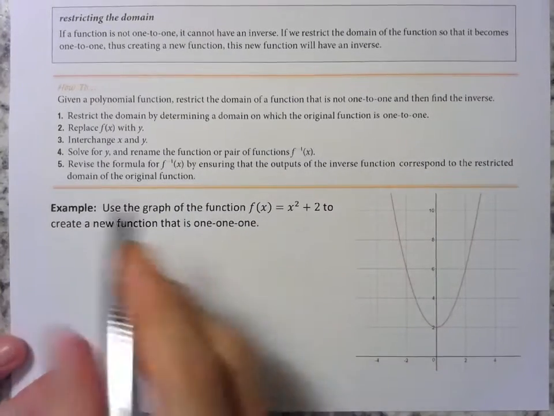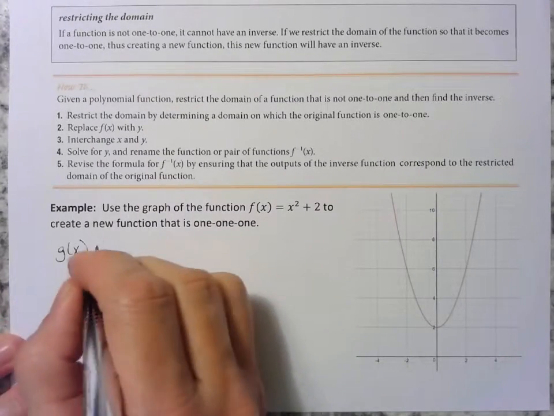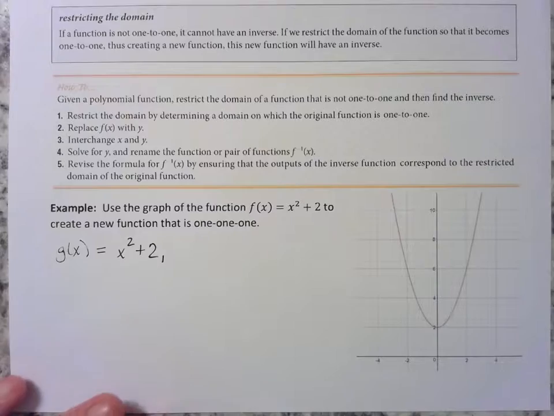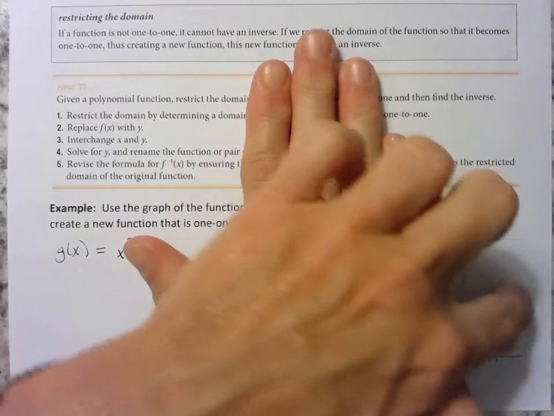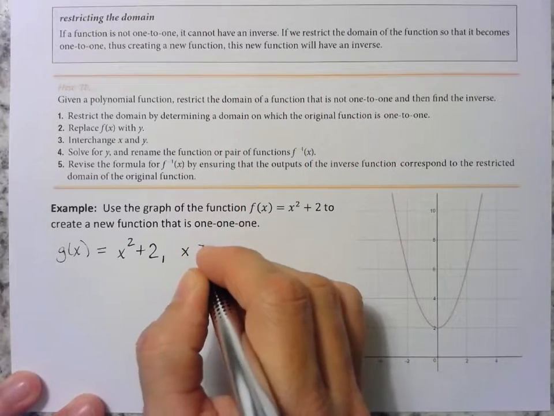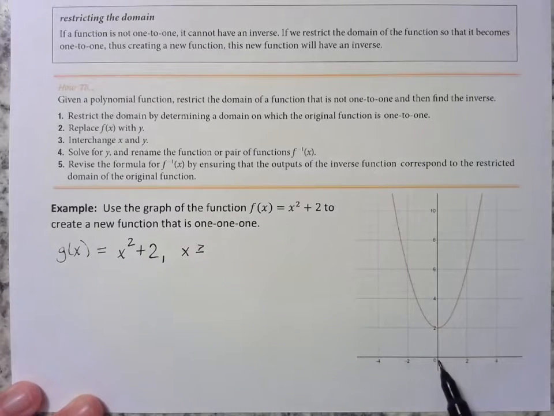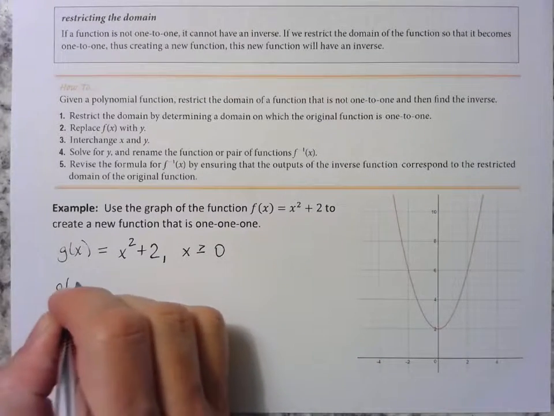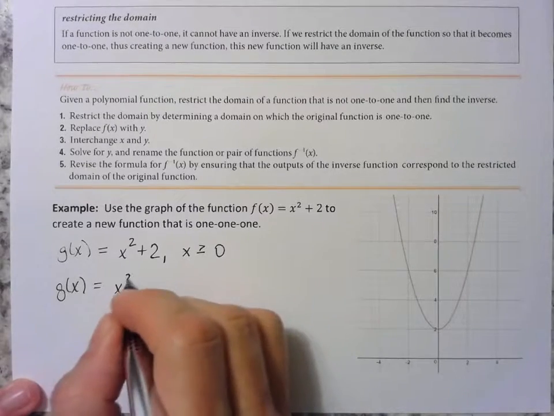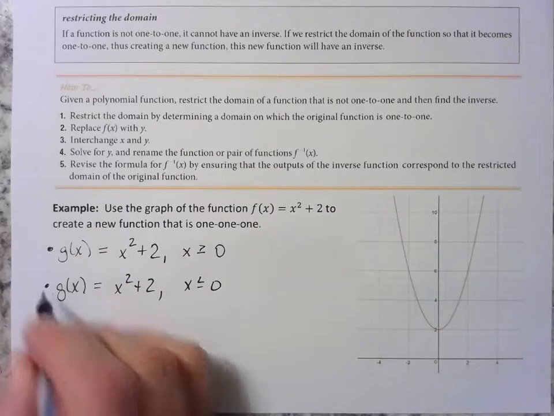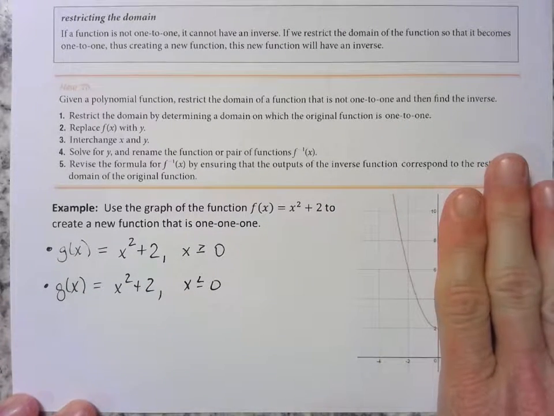So since this one's called f of x, let's change it to g of x. It's still going to be the same function, x squared plus 2, but we have to put a condition on there. Let's say I only want to look at the right-hand side of my parabola. So I have to say, well, x has to be greater than or equal to 0, right? If x is greater than or equal to 0, then I'm only looking at this side of my graph. Well, what if I said x is less than or equal to 0? Wouldn't that also work? That means I'm only looking at this side of my graph.